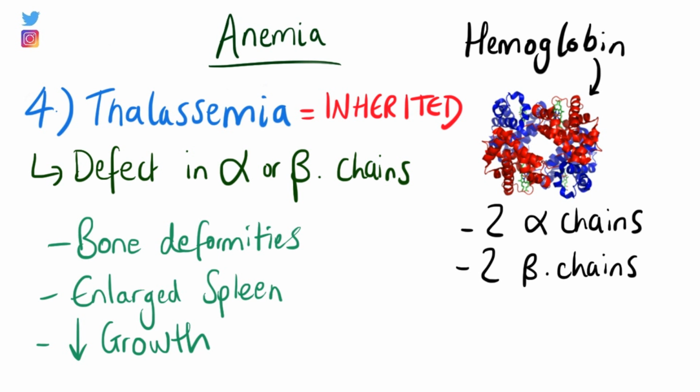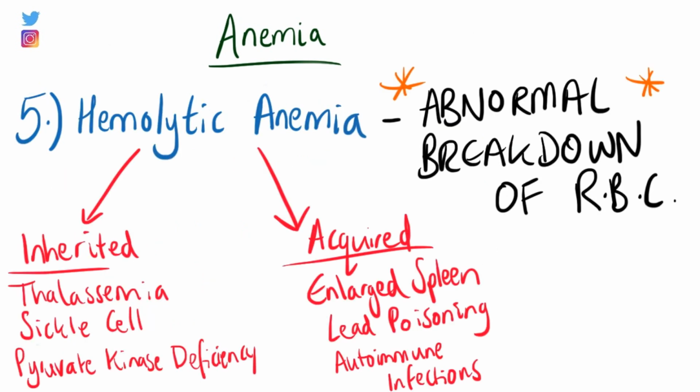Hemolytic anemia involves an abnormal breakdown of red blood cells or their precursors. It can be hereditary or acquired, and examples of the hereditary form include sickle-cell anemia, which we mentioned, thalassemia, and a pyruvate kinase deficiency. The acquired form of hemolytic anemia can occur in cases of enlarged spleen, lead poisoning, autoimmune conditions, and certain infections like malaria.